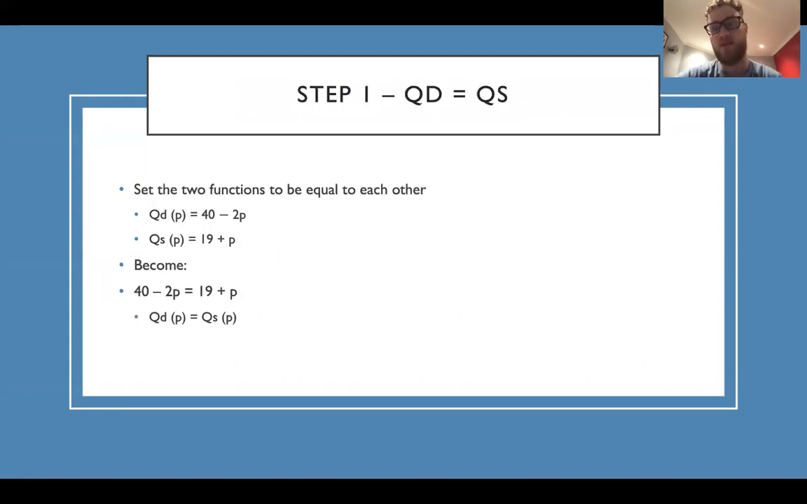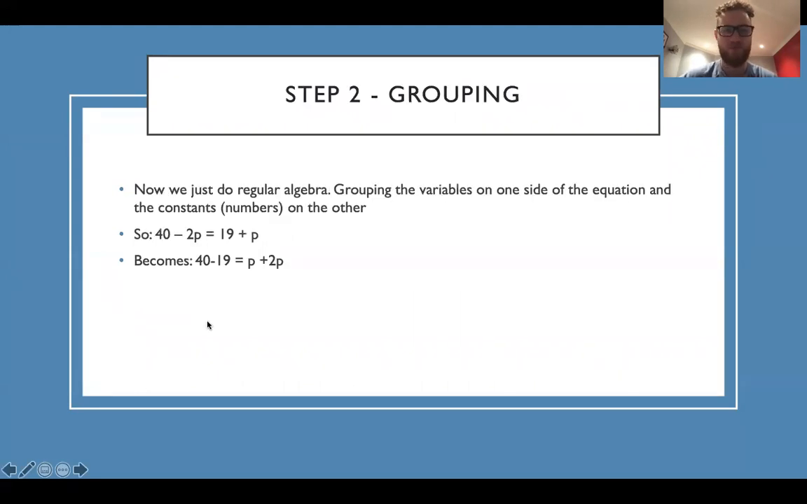Step 1, QD is equal to QS. We're going to set the two functions to be equal to each other, quantity demanded and quantity supplied. So quantity demanded is equal to 40 minus 2P, quantity supplied is 19 plus P. So that would become, down here, 40 minus 2P equals 19 plus P, or QD is equal to QS.